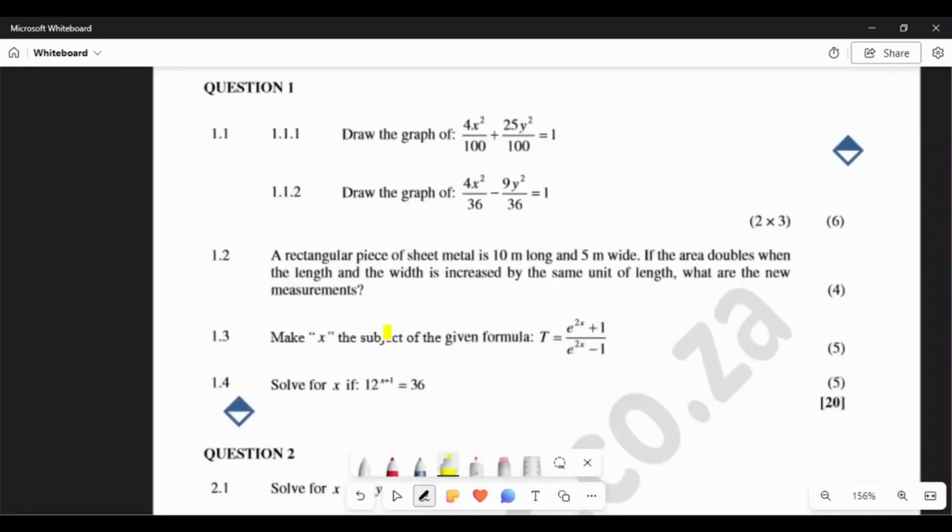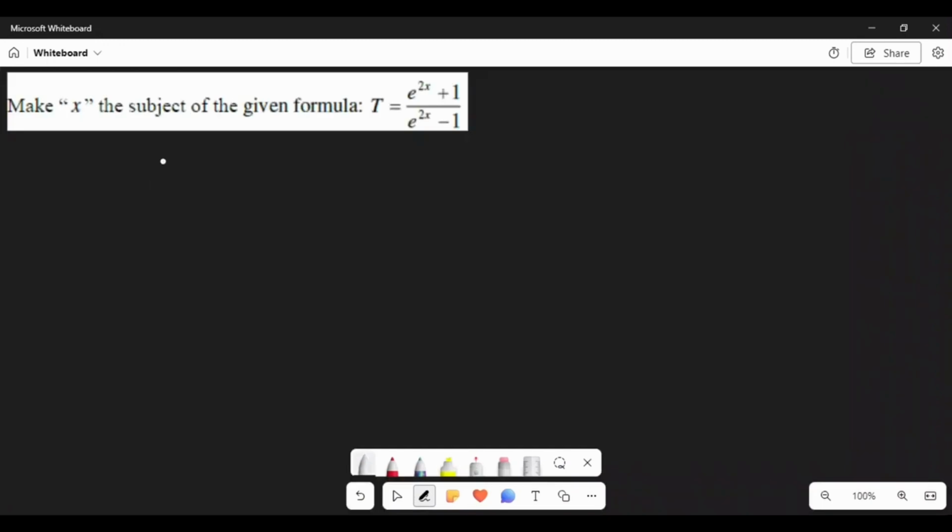Right, guys, so let's do question 1.3. So here's question 1.3. Now this question here, they just want you to make x subject of the formula. So here's the formula that they want you guys to solve here, or to manipulate. So I'm gonna copy this question and then I'm gonna put it aside so that we can be able to solve this question, so that we can have space.